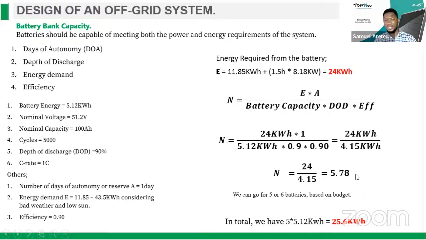And actually, we can't have a half battery or 0.78 batteries. So we can go for 5 or 6 batteries, depending on the budget of the customers. In this case, we're going for 5 batteries, and if you have 5 batteries, you have 5 by 5.12 kilowatt hours, which gives you 25.6 kilowatt hours.